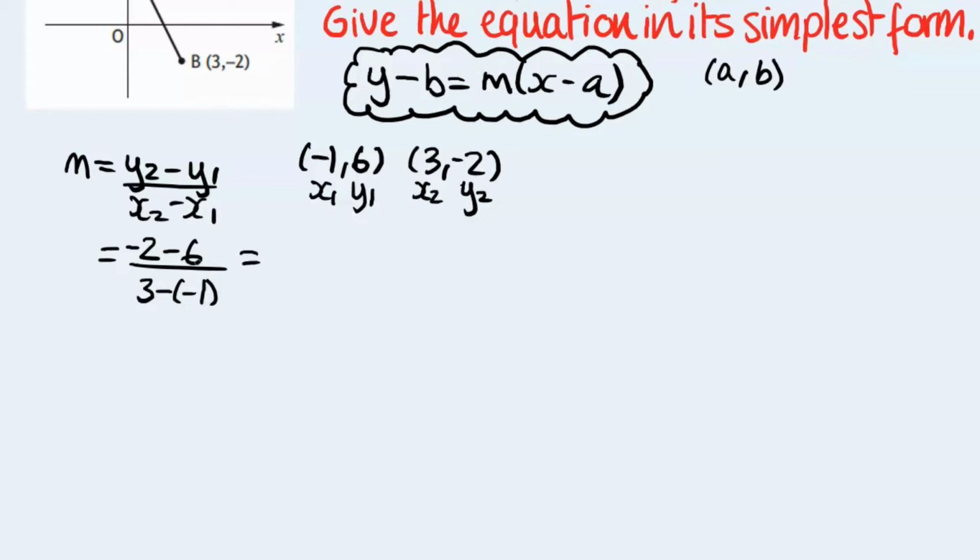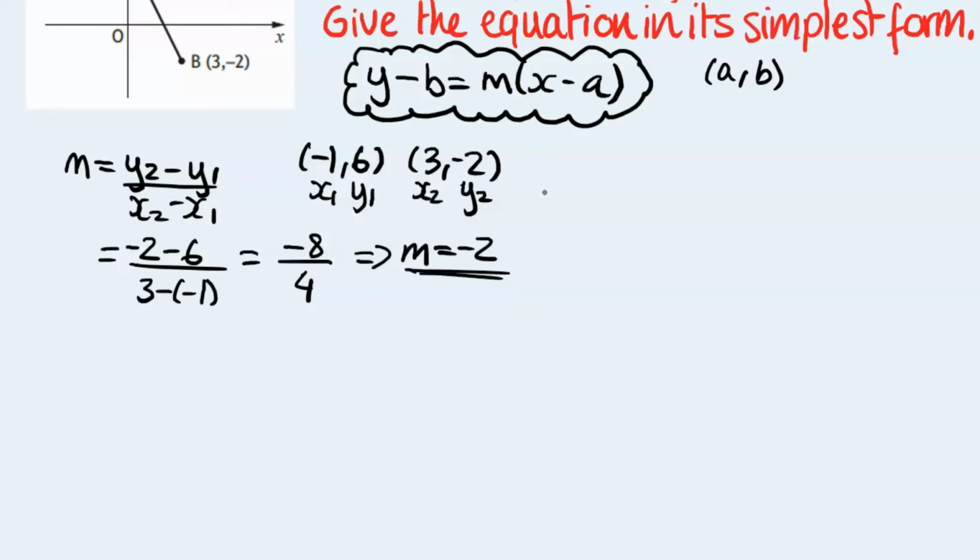So let's work it out. Minus 2 minus 6, that will be minus 8. Then 3 minus minus 1, that will be 3 plus 1, that will be 4. So what does that give us? It gives us a gradient of m is equal to minus 2 as our answer.